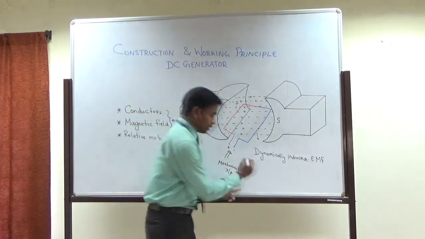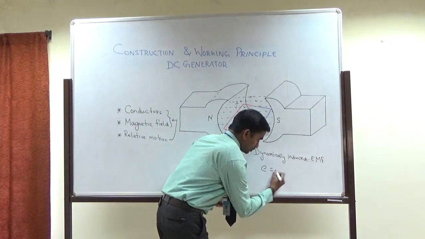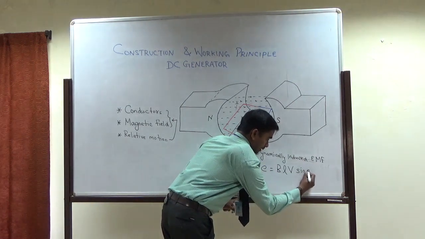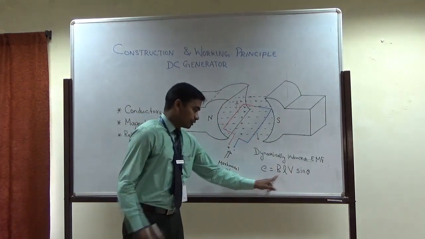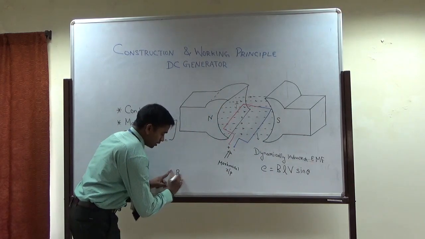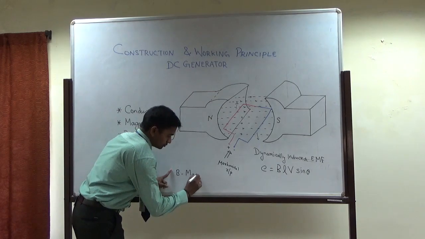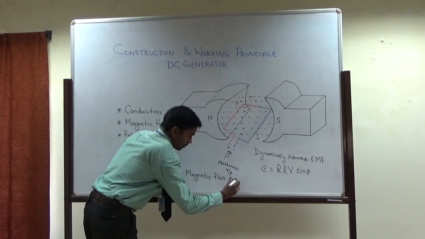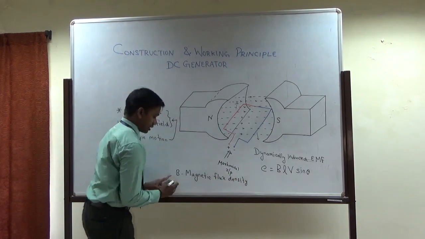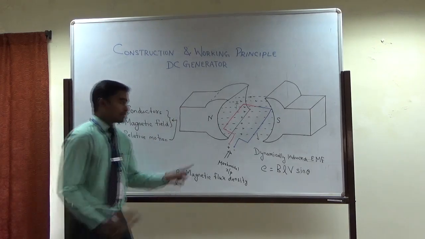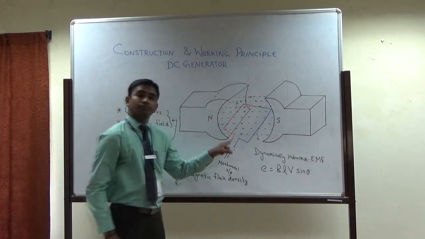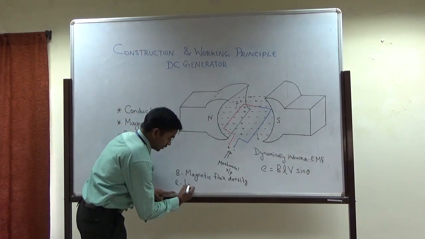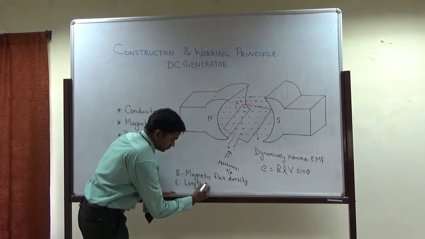So for dynamically induced EMF, we know that the induced EMF E is equal to B L V sin theta, where B is the magnetic flux density, and L is the length of the conductor. How much length of conductor we have used influences your voltage.